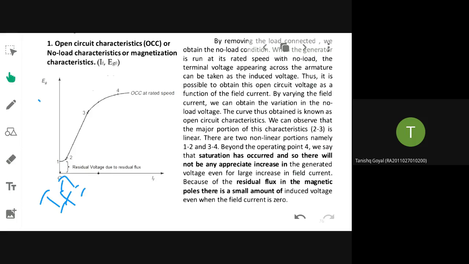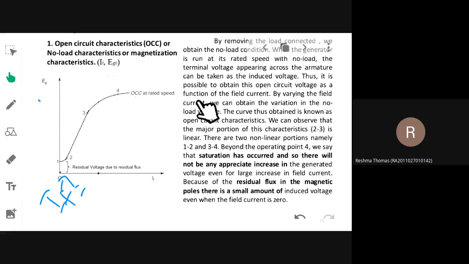Next, it slightly curves between 1 and 2. And then between 2 and 3, what is the nature of the curve? Linear. That is because whenever you make some variation in IF, the same variation you will observe in the EMF also. So in between you have a linear nature of variation. Then after 3, it again becomes non-linear. It curves a little bit.